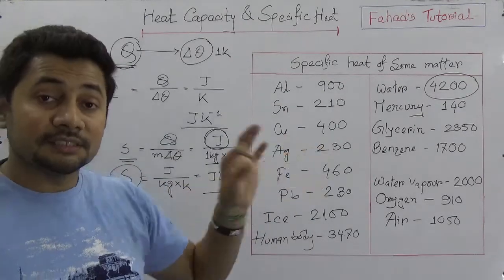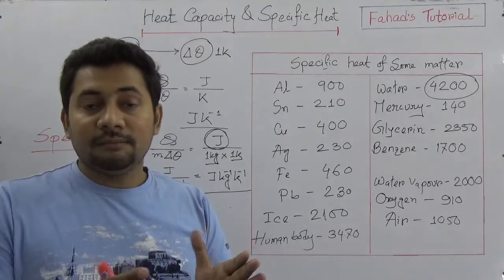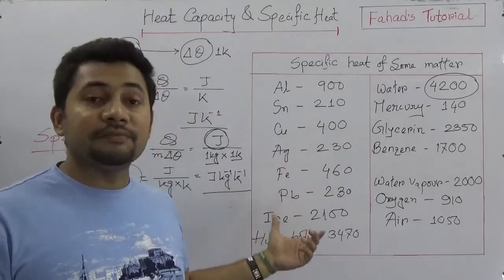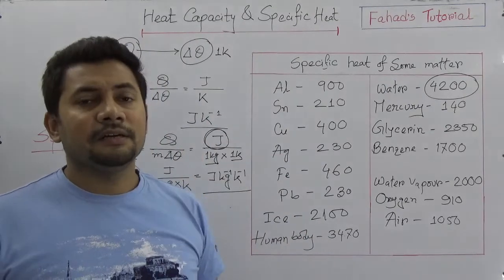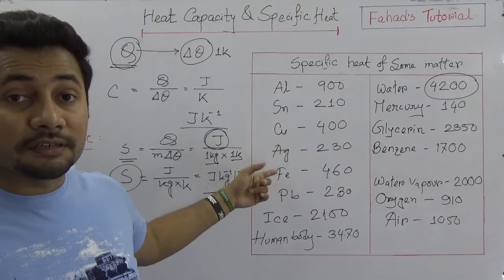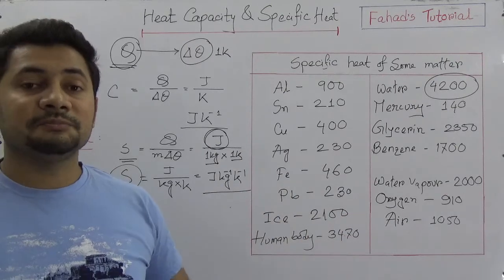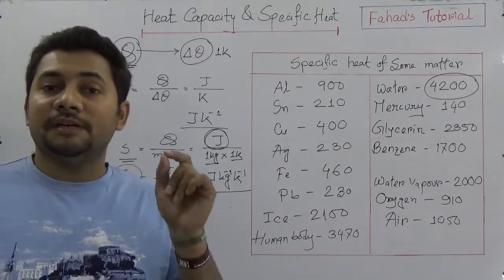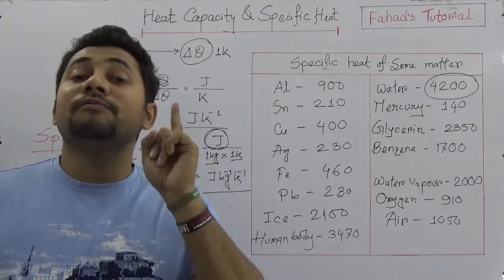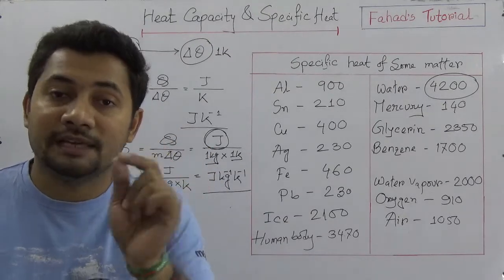Copper 400. This is very important to remember, because students, when there are questions about solving problems in case of temperature, if you know this data, that is better, so we can apply it to your questions. So copper 400, silver 230, iron 460. What is the meaning of iron's specific heat being 460 joule per kilogram per Kelvin? It means that to increase the temperature of 1 kilogram of iron by 1 Kelvin, it requires 460 joule of heat.